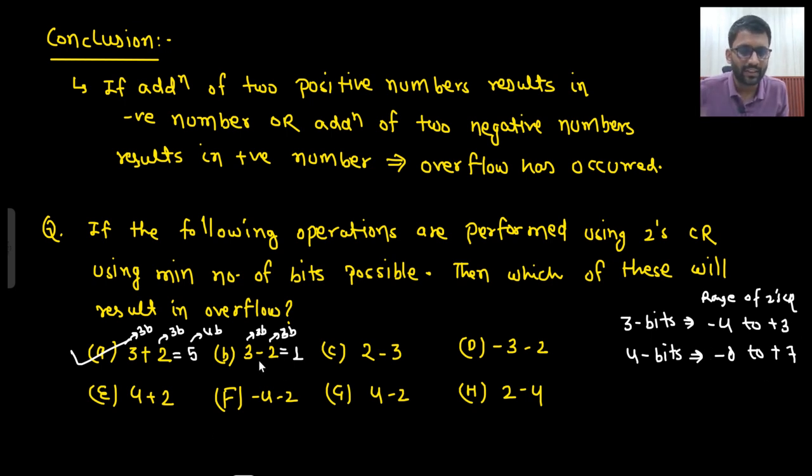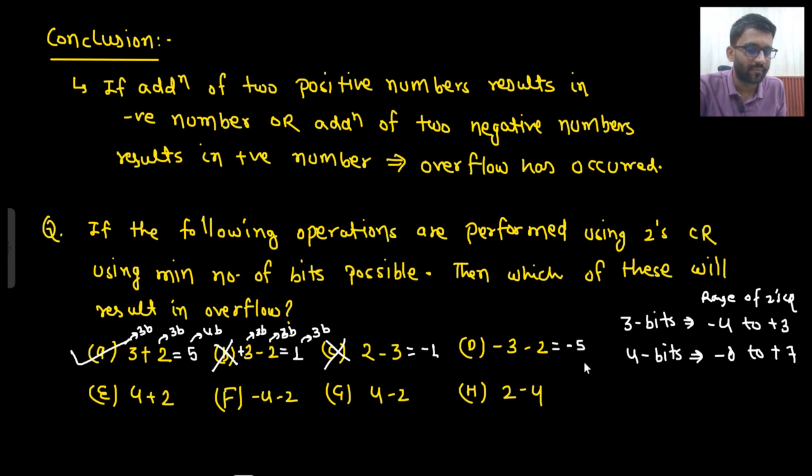Now you will not say, sir, 2 cannot be represented using 3 bits, so forget it. For this as well you need 3 bits. This can be represented in 2 bits as well, or in 3 bits it will come. So overflow will never occur here. Whenever there are opposite signs, here plus and here minus, overflow will never occur. In this as well overflow will never occur, because the answer is minus 1, that is coming in this range.